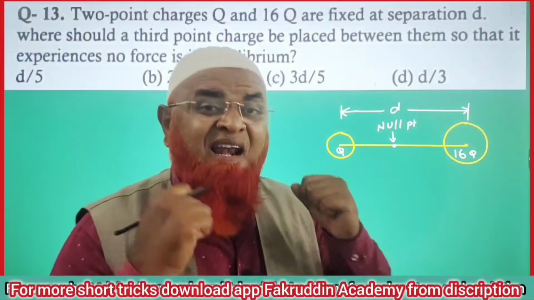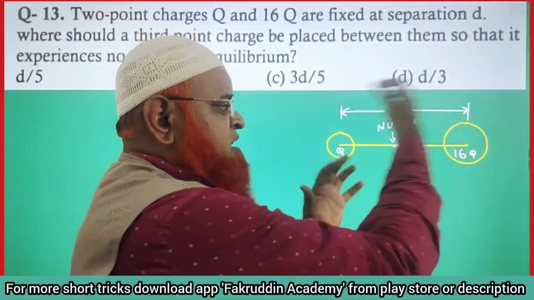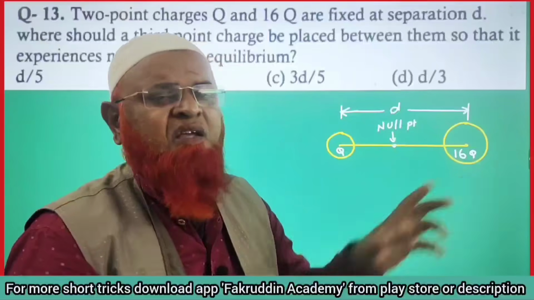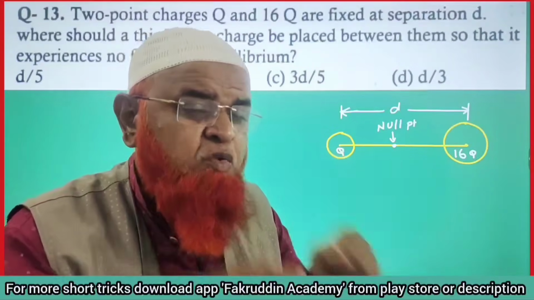My dear students, let us see that there are two charges given. In the question it is given there are two charges, Q and 16Q. This is the smaller one, that is the larger one. You have to find out the null point. Null point means neutral point.